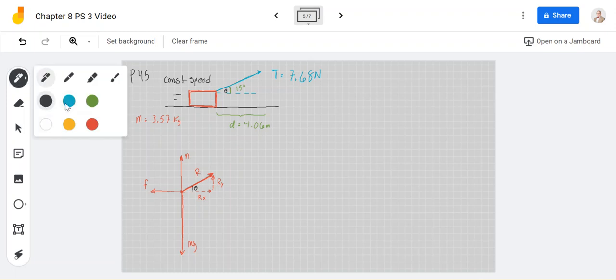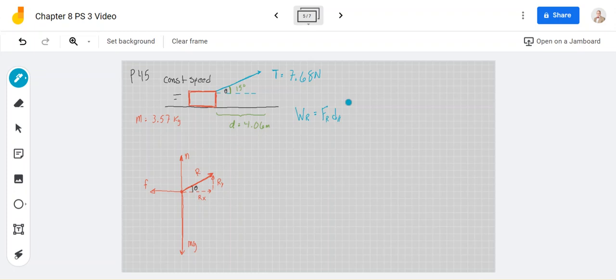All right, so let's try to find the work done by the rope force. Okay, that's the tension, that's the rope force. So the work done by the rope, well, it's got to be equal to the force by the rope times the distance that's parallel to that force. Well, what's interesting is that if my distance vector is to the right, that means that this Rx is going to be the parallel distance.